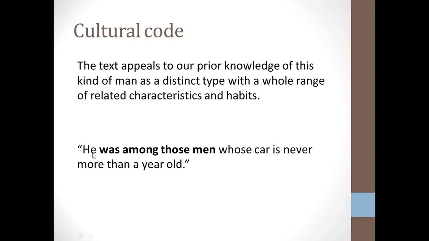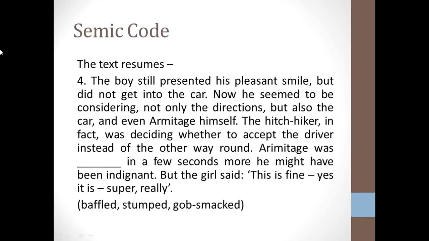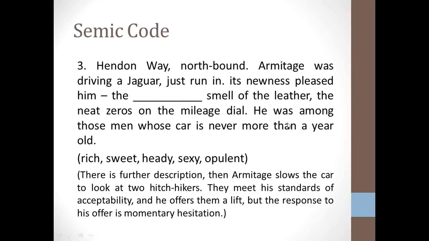Now, the cultural code, applying the cultural code to the same example of Mervyn Jones' novel. The text appeals to our prior knowledge of this kind of man as a distinct type with a whole range of related characteristics and habits. So the text simply relies on your own previous knowledge. For instance, there's this one sentence, I'll go back to that slide. Hendon Way Northbound, Armitage was driving a Jaguar just run in. Its newness pleased him. The blank smell of the leather, the opulent smell of the leather, the neat zeros on the mileage dial. He was among those men whose car is never more than a year old.